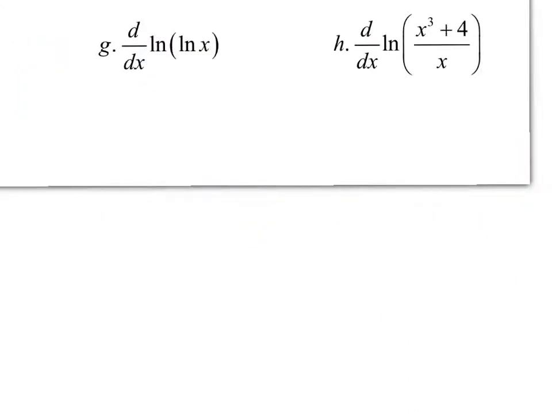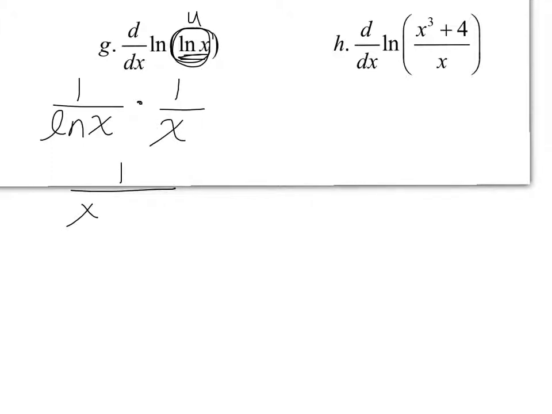Okay, so for g, this is your u, so that means I have 1 over the natural log of x times the derivative of the natural log of x, which is 1 over x. So your final answer should be 1 over x ln of x.